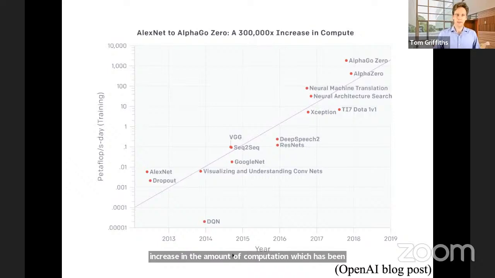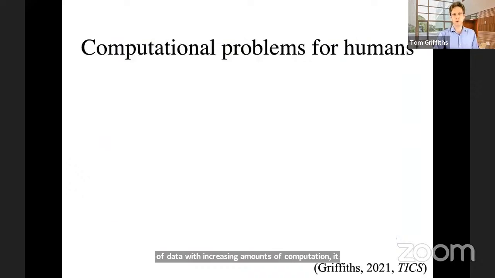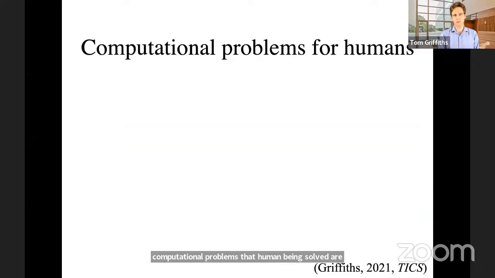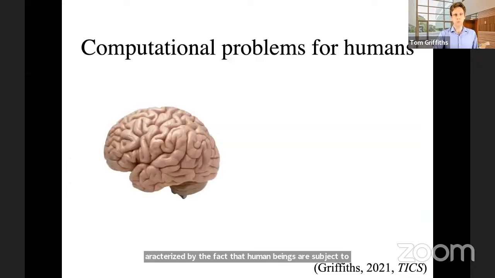When we think about these sorts of models, which are being trained on increasingly large amounts of data with increasing amounts of computation, it looks quite different from human cognition, where the kinds of computational problems that human beings solve are characterized by the fact that we are subject to very specific kinds of constraints. One constraint is just on the amount of computation that we can use. We have a finite amount of computation we can use to solve any problem. It's that finite amount of computation that we carry around inside our heads. That places a constraint on the computational resources we have, and a requirement that we have to be efficient in the way that we use those resources.